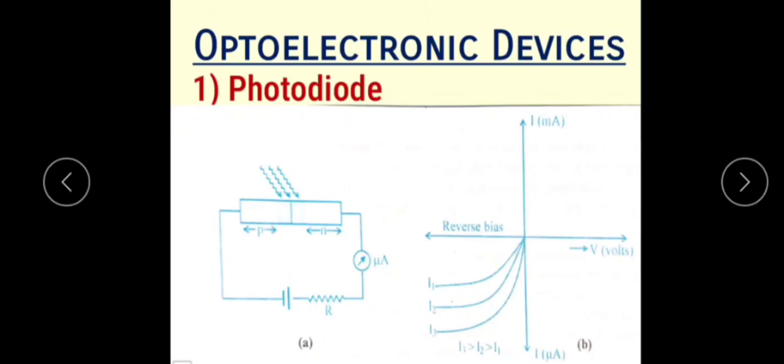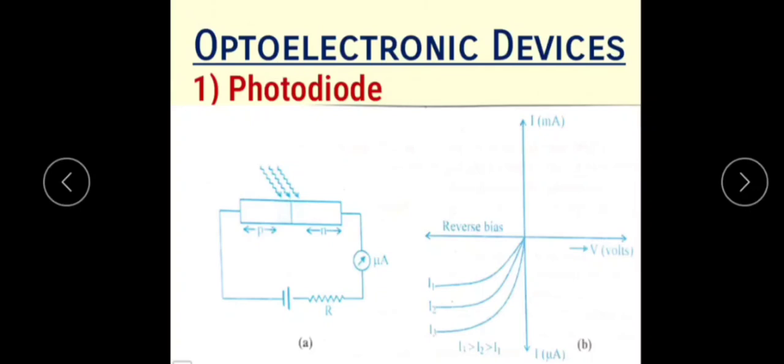See, there are some uses. The photodiodes are used in many applications. First one is in consumer items such as camera light meters and clock radios. In the camera light meter and clock radios, this photodiode is used.